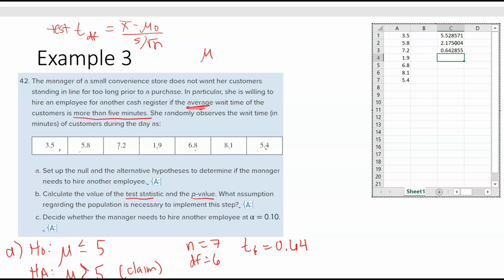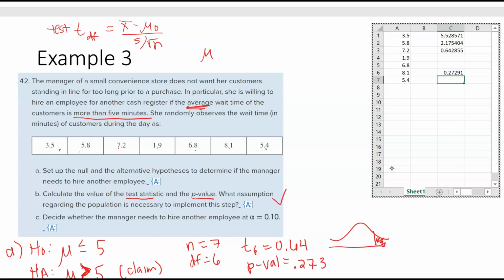And it is a right-tailed test. So because it is a right-tailed test, that's the good news with these. We don't have to subtract anything if it's a right-tailed test. So our p-value is going to be equal to t.dist.rt 0.64, comma, degrees of freedom is 6. So our p-value is equal to 0.27. All right, so we calculate that.